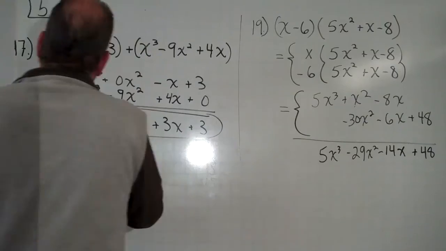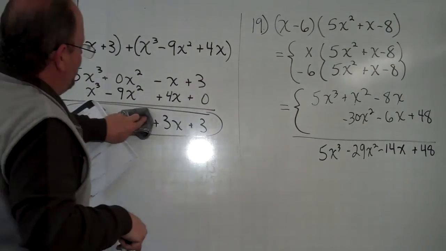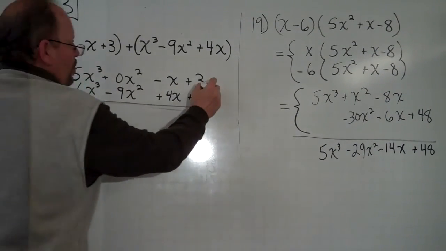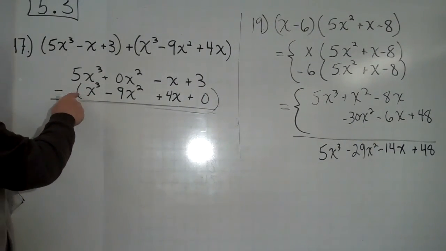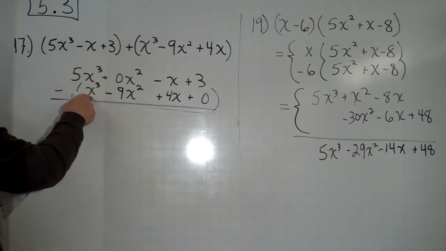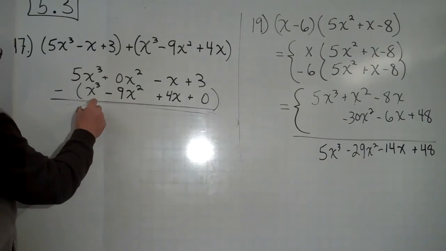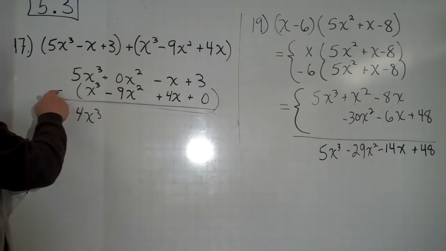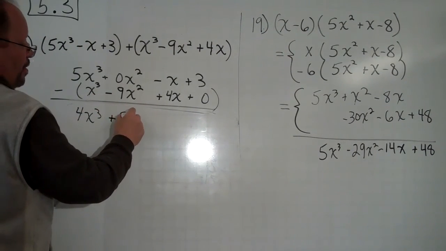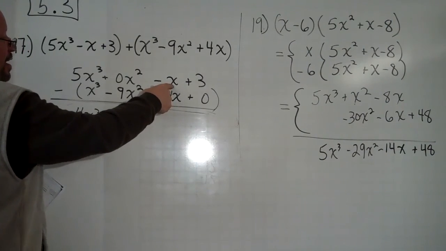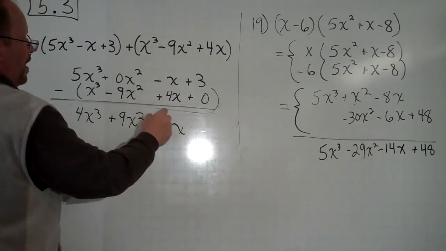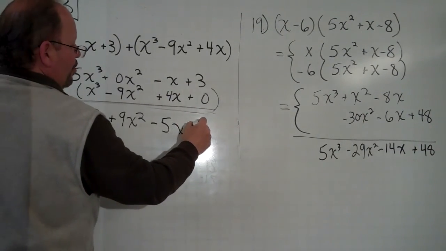Now let's just take a look at this problem. Let's turn this problem into a subtraction. See how it works out. If we were subtracting, we're subtracting everything in here. So 5x cubed minus x cubed would be 4x cubed. 0x squared minus negative, that becomes plus, positive. Negative x minus 4x, that would be minus 5x. And then 3 minus 0 would be 3.